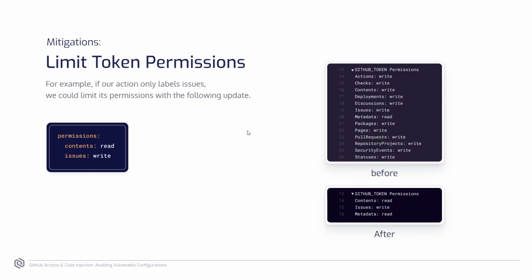The third method will be limiting token permissions. We can add to our workflow tags like this, which are called permissions, which will indicate the maximum level of permissions which the GitHub token will have. In our case, we only need to update the label, so we don't need write permissions for contents, and need only write permissions for the issues. So if we add these permission tags, even if we have a code injection vulnerability in our workflow, the attacker won't be able to commit to the repository because his GitHub token won't have the proper permission for it.